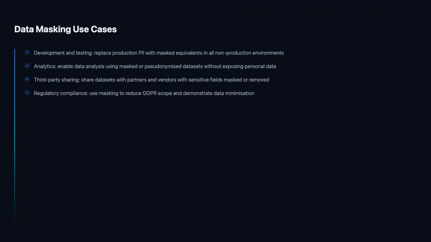GDPR compliance directly motivates much of the investment in data masking. By applying masking to reduce the volume of identifiable personal data in non-production and analytics systems, organizations reduce the scope of their GDPR obligations, lower the potential impact of data breaches, and demonstrate to supervisory authorities that they have taken the data minimization principle seriously. Data masking is increasingly referenced in regulatory guidance as a concrete technical measure that organizations should implement, making A.8.11 not just an ISO 27001 control, but a practical GDPR compliance tool.